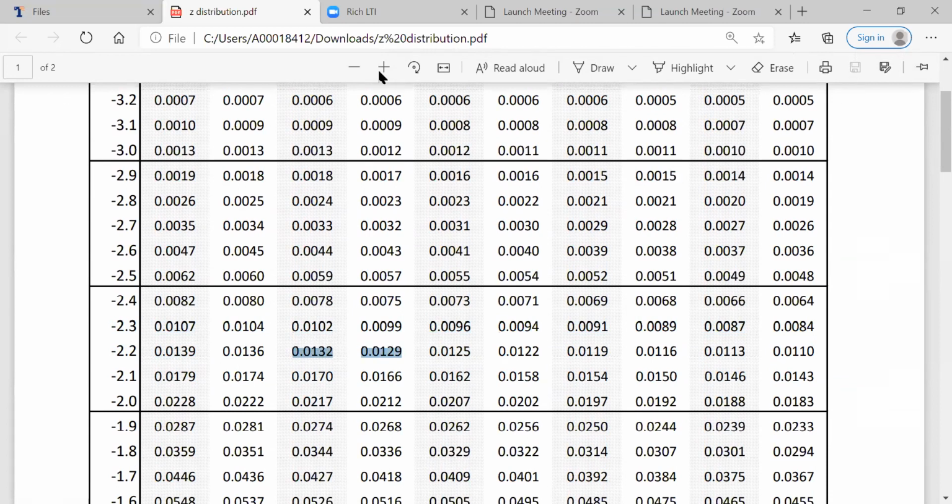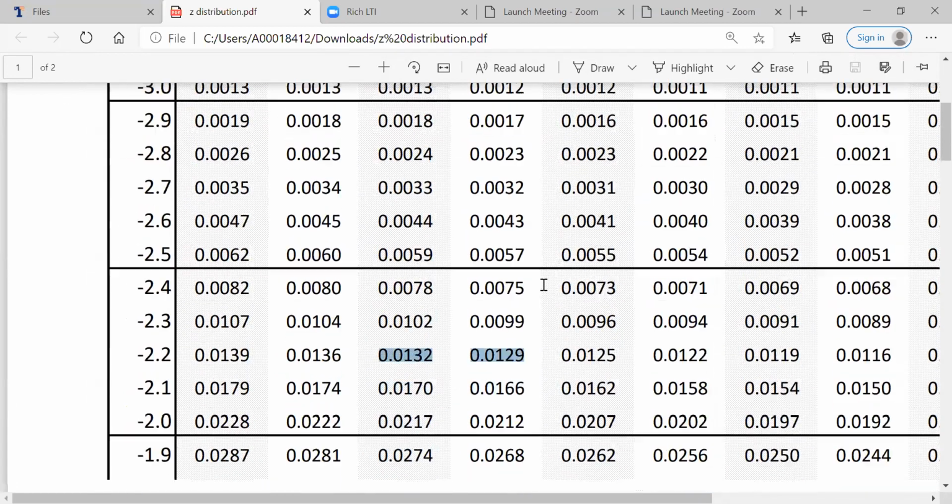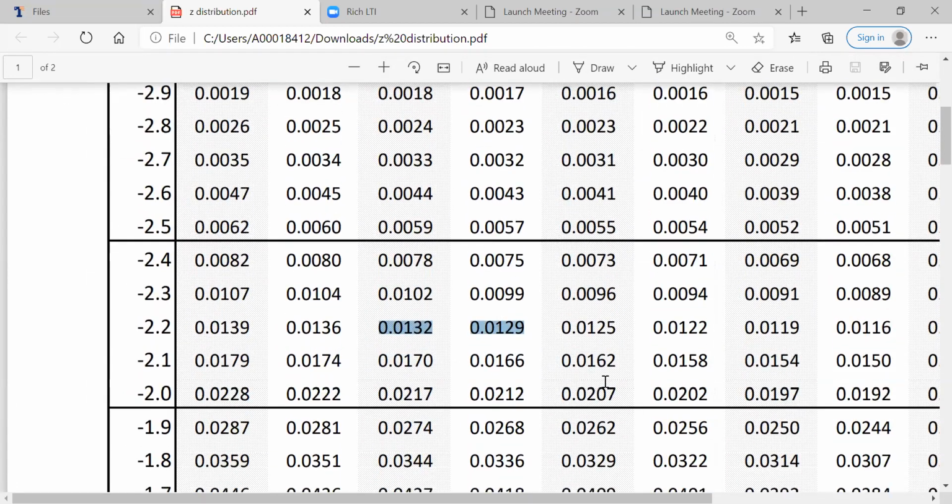Could have done this a long time ago. The number we're looking for, 0.130, is not here. It is, however, between these two highlighted numbers. So what do we do when the number we're looking for doesn't exist? The answer is we choose the closest value. Which of these is closer to 0.130?